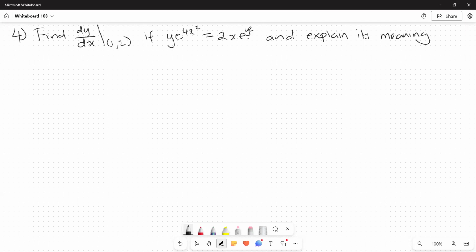So the next question says, find dy/dx at this point 1, 2. So x is equal to 1, y is equal to 2, and this is our equation. y e to the power of 4x squared is equal to 2x e to the power of y squared. And then it says explain its meaning. So after you substitute 1, 2 into dy/dx, what is that giving you? So that's what the question is asking us to do.